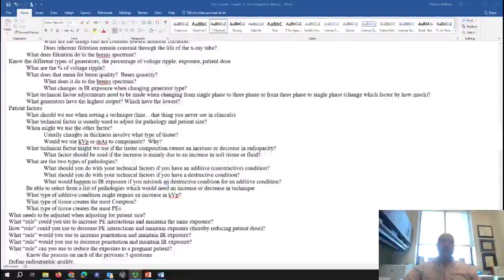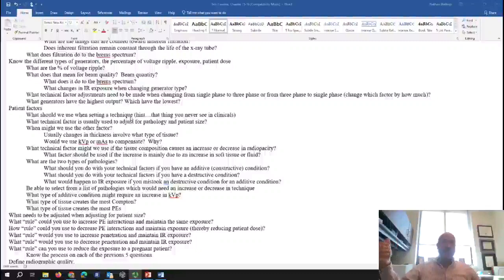All right, so what should we use when setting a technique? That would be, if we have to set a technique, the calipers that I mentioned before. Calipers are a device you can see in our lab that you would place on either side of the anatomy to measure the thickness of the anatomy to determine how much of a technique you would use based on the technique chart. So two things that you would use, both of which you're probably not seeing a whole lot in clinicals, one being a set of calipers and the other being a technique chart.